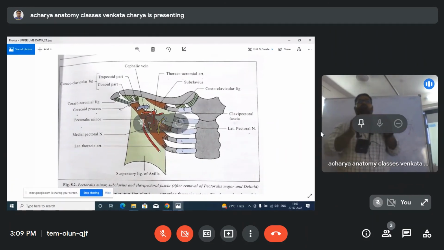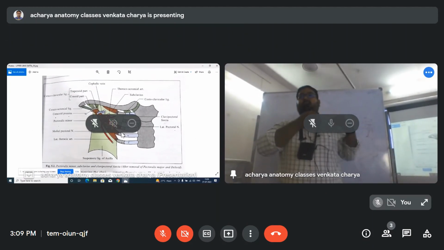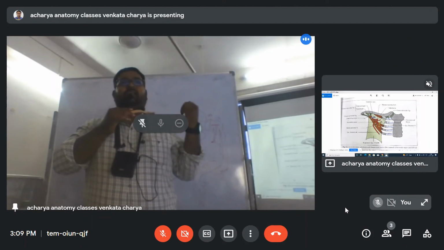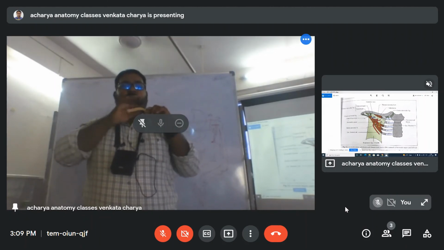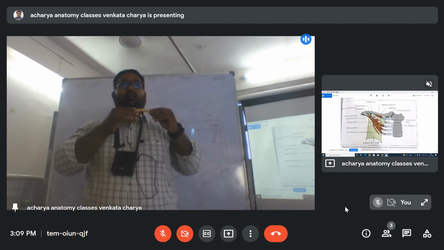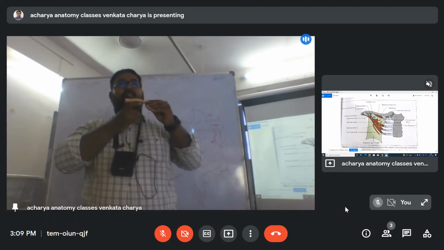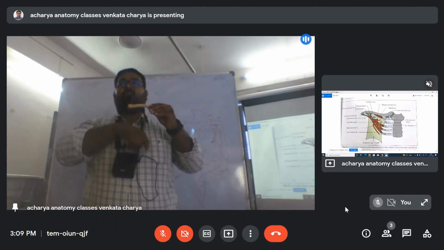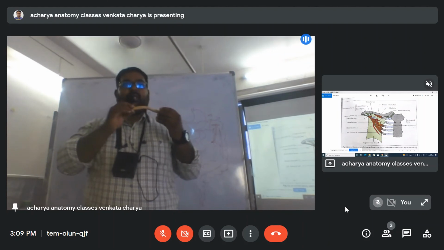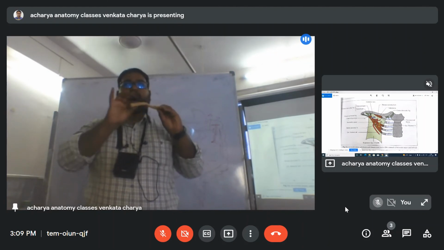So once again I repeat, medial end is a quadrilateral end which faces medially. Lateral end is a flat end, faces laterally. Medial 2/3 is a convexity forwards. Then inferiorly there is a presence of subclavian groove, faces downwards. So these are the side determination points. Then parts: medial end, lateral end, shaft.